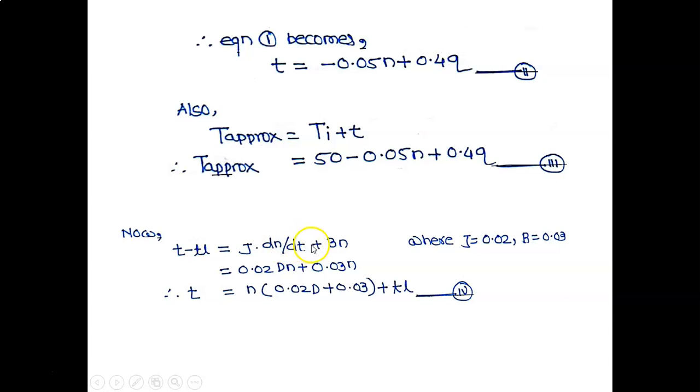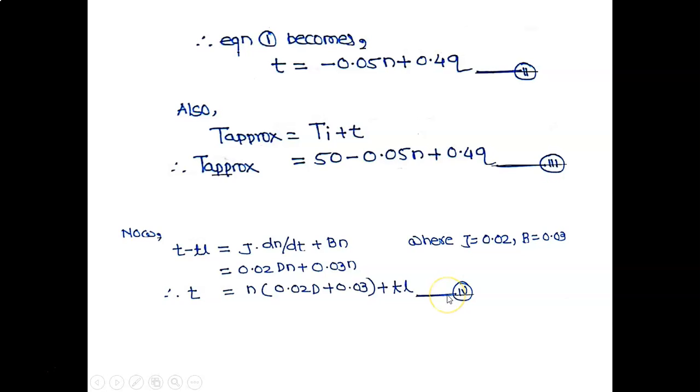Now they have given us another equation, that is T minus TL is equal to J into dN by dt plus Bn. They have given us values of J and B, that is J is equal to 0.02, B is equal to 0.03. Therefore, substituting these values, T minus TL is equal to 0.02 dN plus 0.03 N. Therefore, T is equal to N into bracket 0.02 D plus 0.03 plus TL, equation 4.